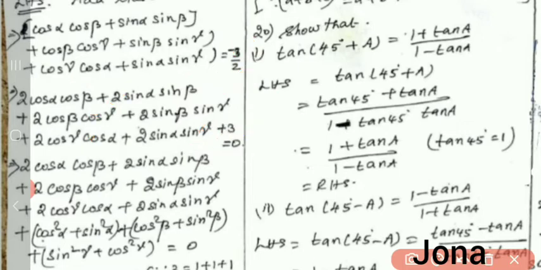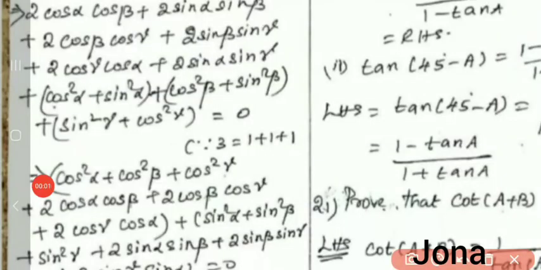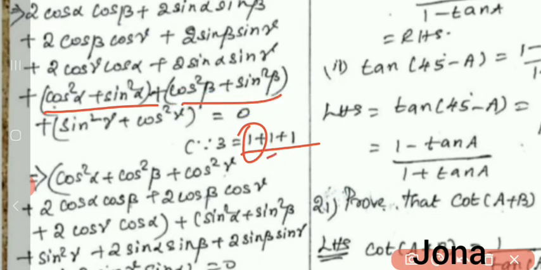Okay, and then I can keep the things as they are here. The only thing is, this 3 can be written as 1 plus 1 plus 1. For the first one I want to write cos square alpha plus sin square alpha. For the second one I want to write cos square beta plus sin square beta. For the third one, sin square gamma plus cos square gamma.